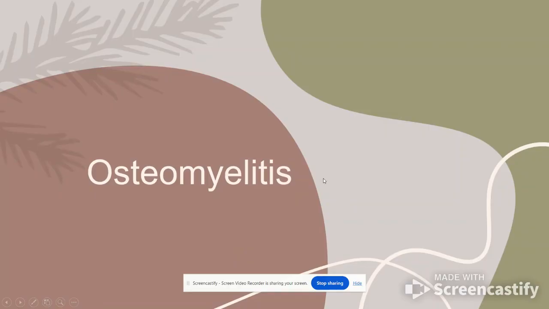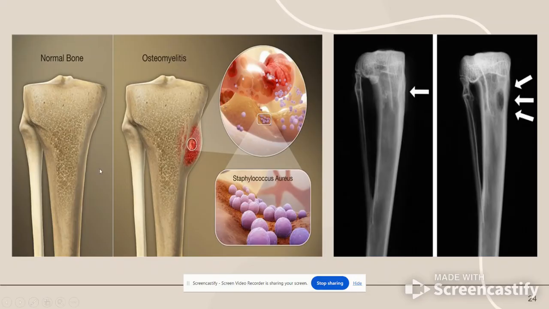All right, so we're going to discuss osteomyelitis now. This is what your bone looks like, normal bone, and this is what a bone with osteomyelitis will look like visually. And you can see the infection here, and it looks like it's attacking into the bone. So this is what it looks like on X-ray.